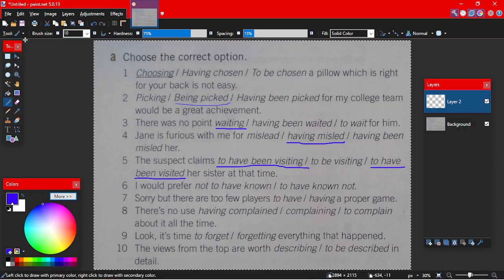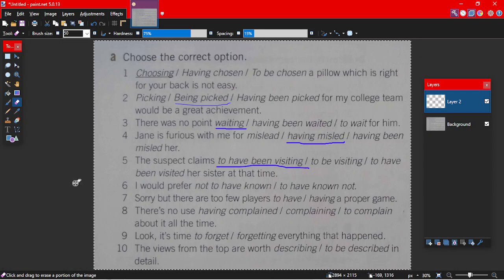Let me try to erase something I have over here. Yeah, I'm not quite sure, but it should be that one, I guess. Because the other ones don't make any sense grammatically either. They have bad structure, like wrongly formed sentences. So yeah, I think it should be that one. The suspect claims to have been visiting her sister at that time.